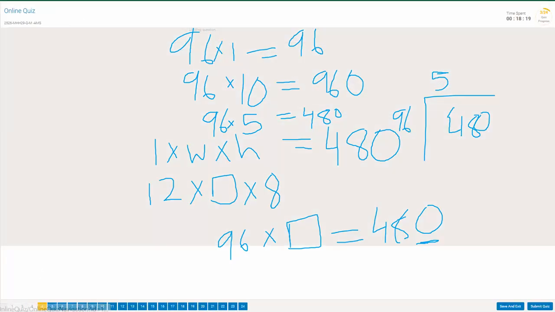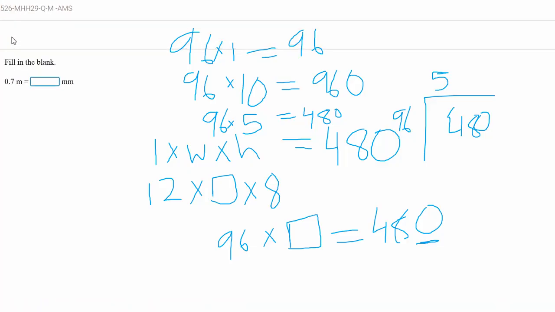Let's go to the next one. Okay. 0.7 meters into millimeters. Remember, grade 5, the main thing that you need to understand here is, one second, let me just write it down for you.